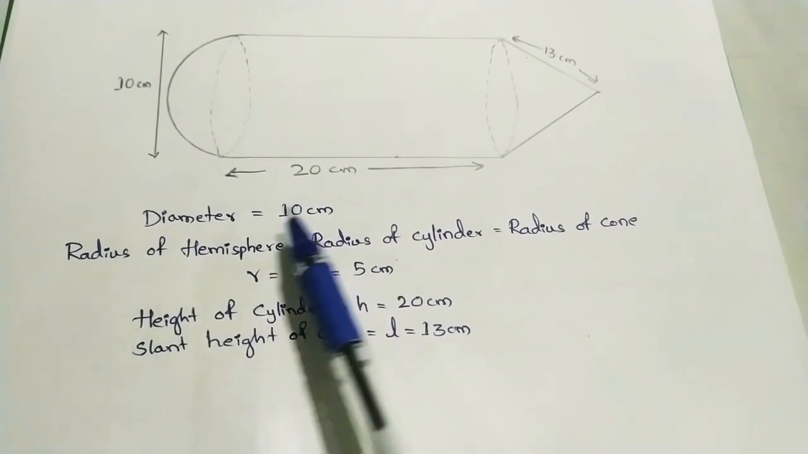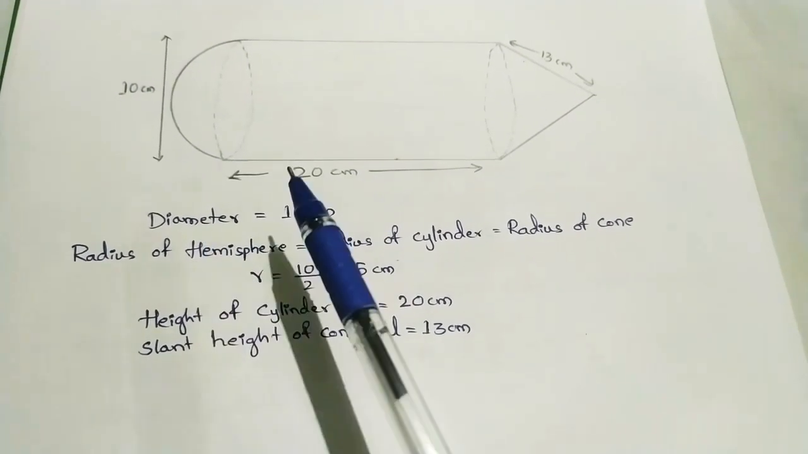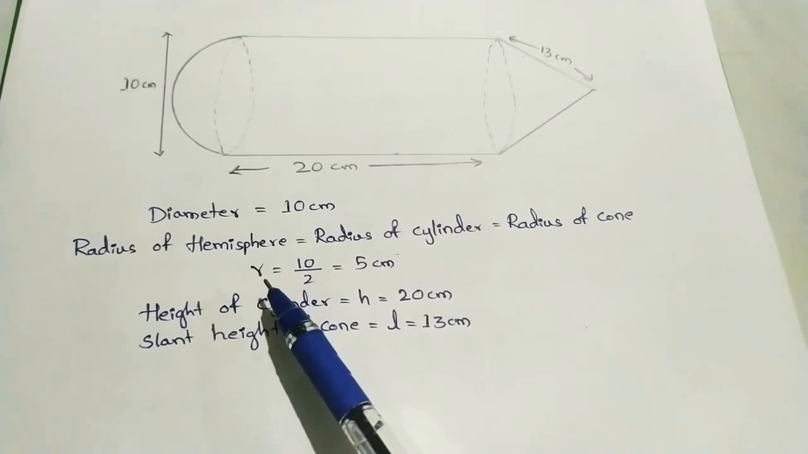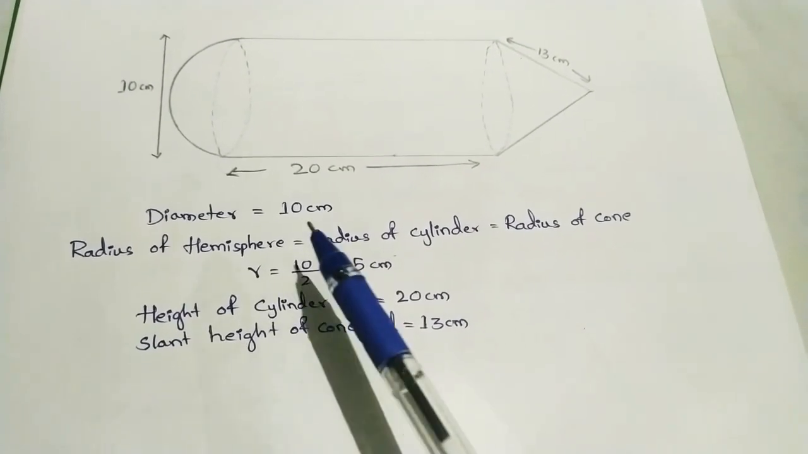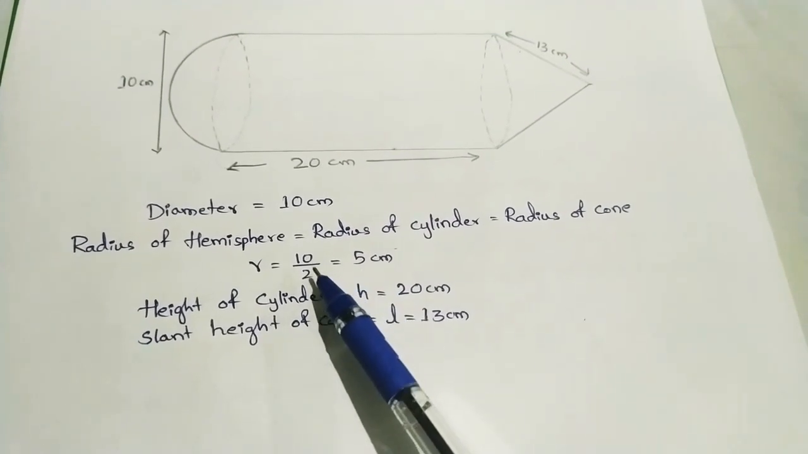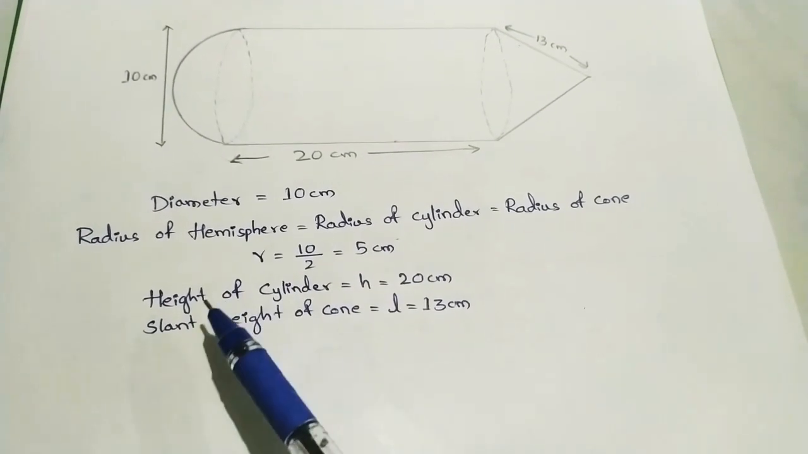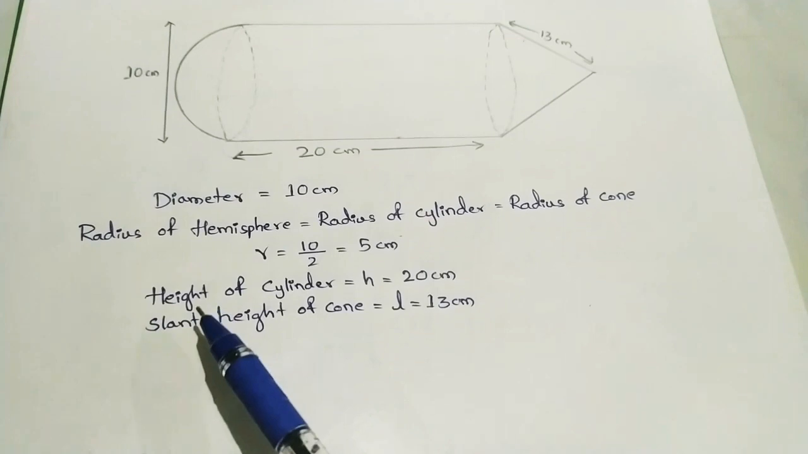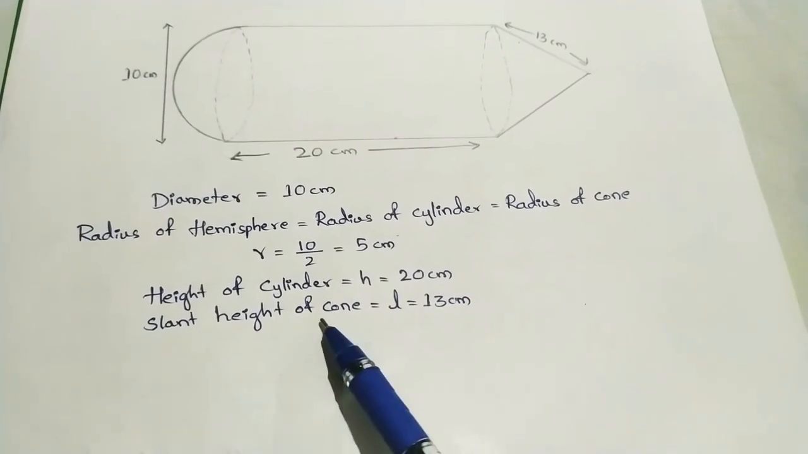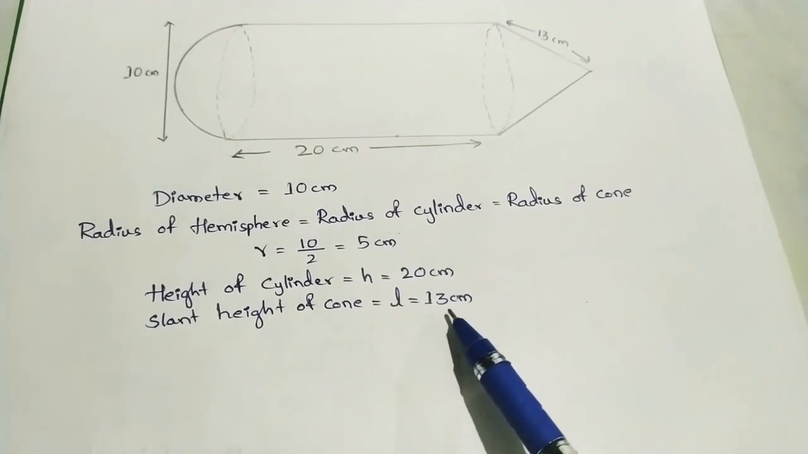So they gave the diameter, that is 10 centimeter, and as I told, the radius of the hemisphere, radius of the cylinder, and radius of the cone will be the same, that is R equal to 10 by 2. If you divide the diameter by 2, you will get the radius. So 10 by 2, it will be 5 centimeter. R is 5 centimeter. Next, they gave in the question the length of the cylinder. So I am taking it as the height of the cylinder, that is H, 20 centimeter. Next, slant height they gave. So slant height of the cone, let's take it as L equal to 13 centimeter.